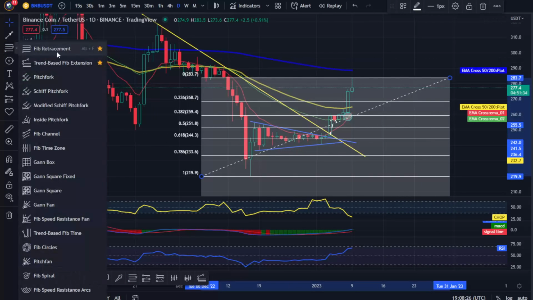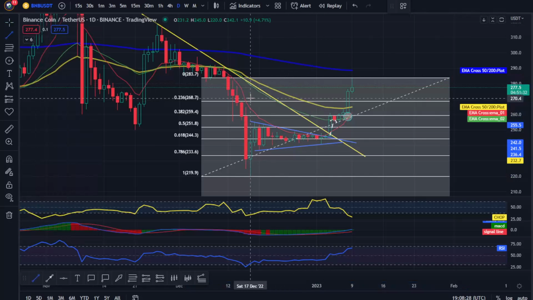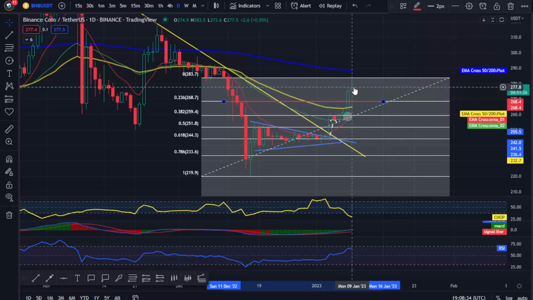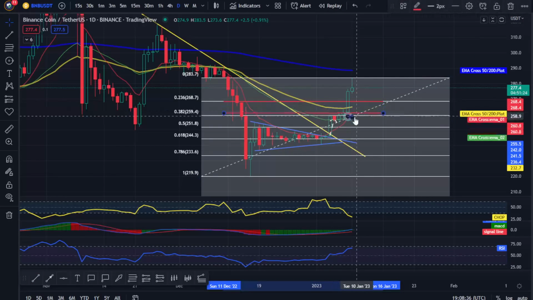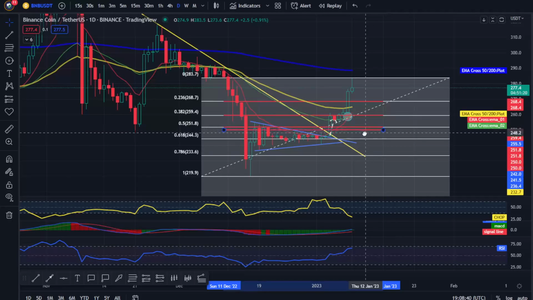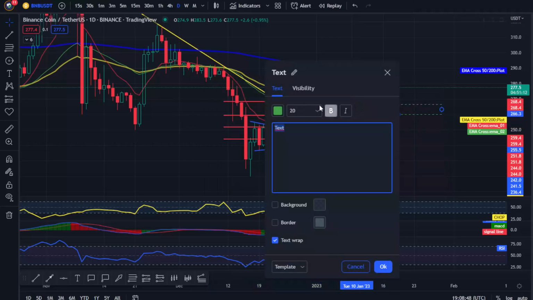Now we can plot the support spots for the price, and here we see that the first support is at $268.40, the second support is at $259.40, the third support is at $251.80, and the fourth support is at $244.